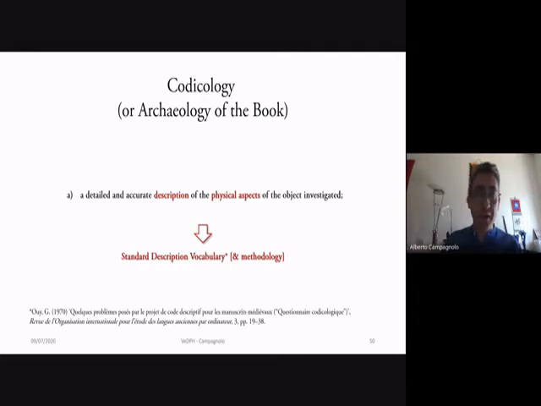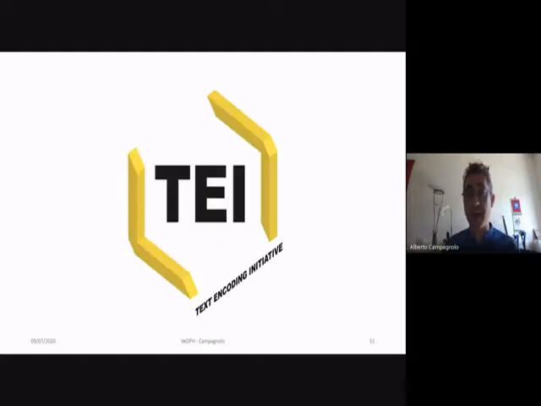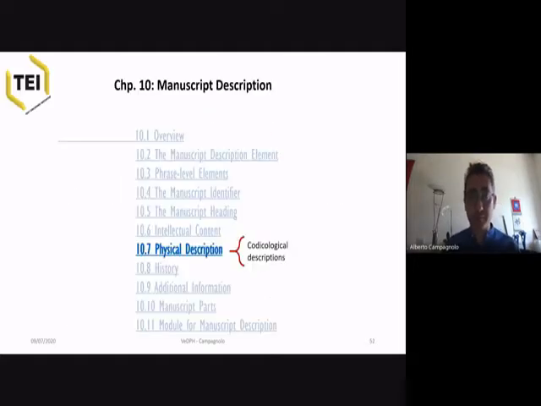We've seen that the first stepping stone was describing the physical features. And in order to do this, we need standard description vocabularies and methodologies. If we think about the standards we've been looking at for describing manuscripts, the first thing that comes to mind is the TEI. In fact, chapter 10 of the TEI is all dedicated to manuscript description. And a very specific part of this chapter looks into the physical description.